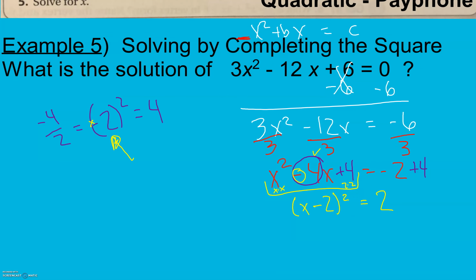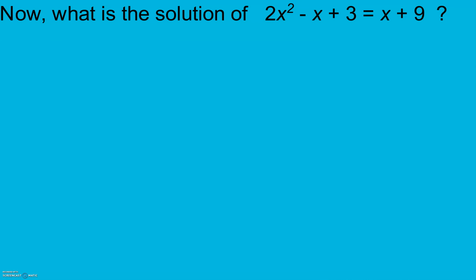And now we're just going to solve. I get rid of a square by taking a square root. Whatever I do to one side, I do to both. Don't forget when we take the square root, it's plus or minus. And then add or subtract. So here I get x equals 2 plus or minus the square root of 2 as my solution. Now feel free to pause here and give this a try if you'd like.